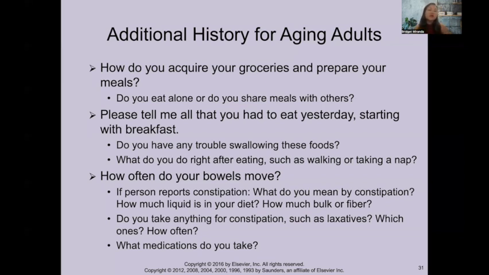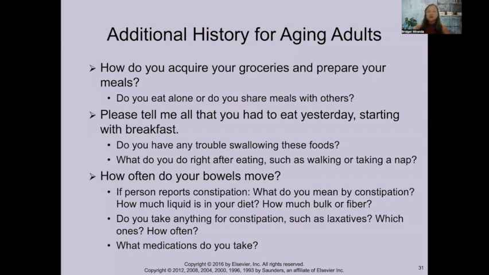So I might ask some questions like, what did you eat yesterday? Do you like to cook? Who cooks at home? Who lives at home with you? And then, of course, because we know that constipation is an issue for our older adults, I'm going to ask them questions about their bowel movements. And specifically, I will ask them, do you have any trouble swallowing foods? And if they complain about pain or discomfort, what do you do after you eat?